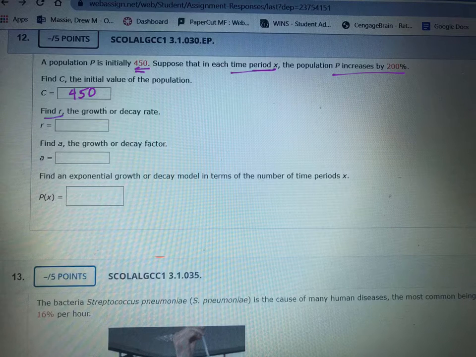Find R, the growth or decay rate. Well, the growth or decay rate, they told you, is 200%. So the growth or decay rate is 200%. I'm sorry. The growth or decay rate is 2.0, or 2.